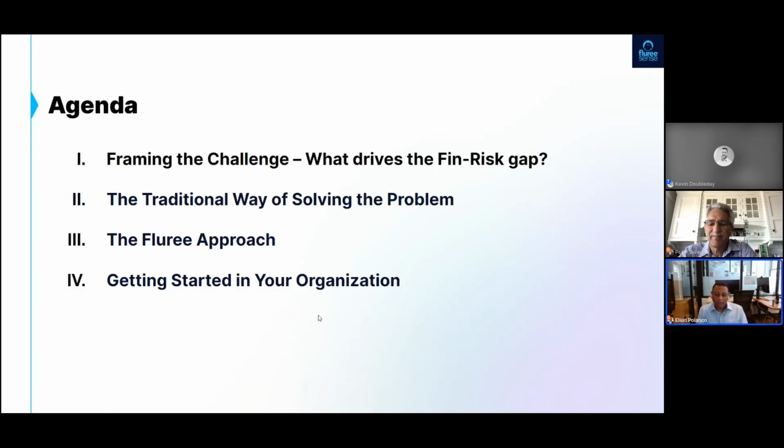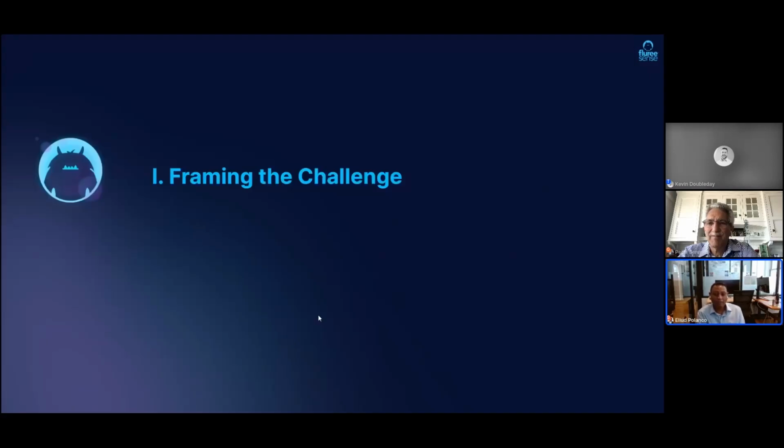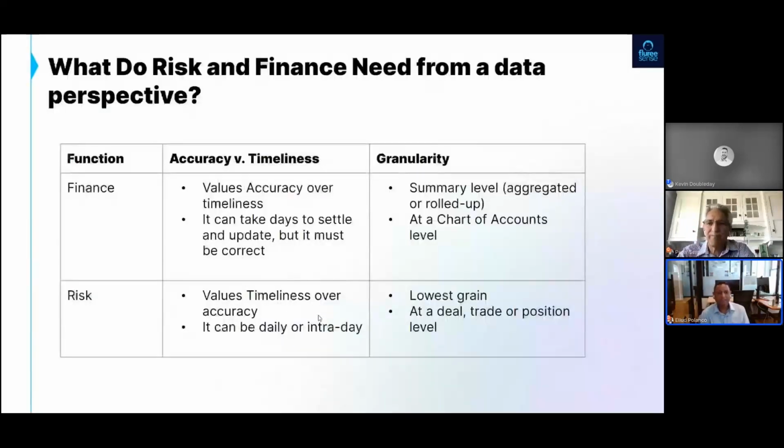So with this context out of the way, I'd like to pass it on to Peter. And what we're going to do is start first by discussing and framing the challenge, starting off with the first simple question of what is it that risk and finance need and why is it so hard for them to get access to it? Peter?